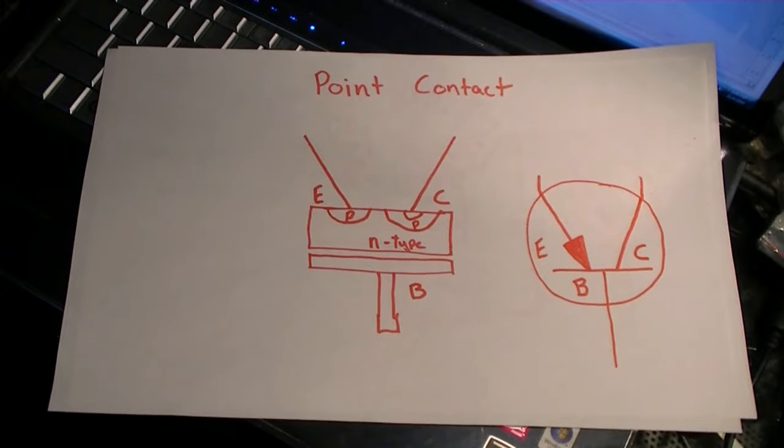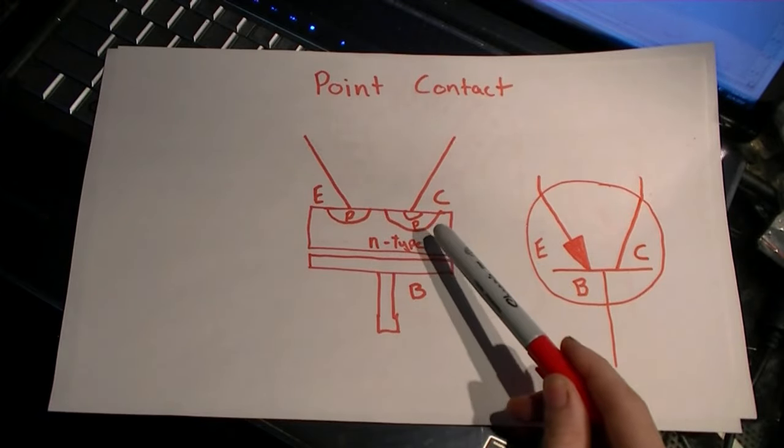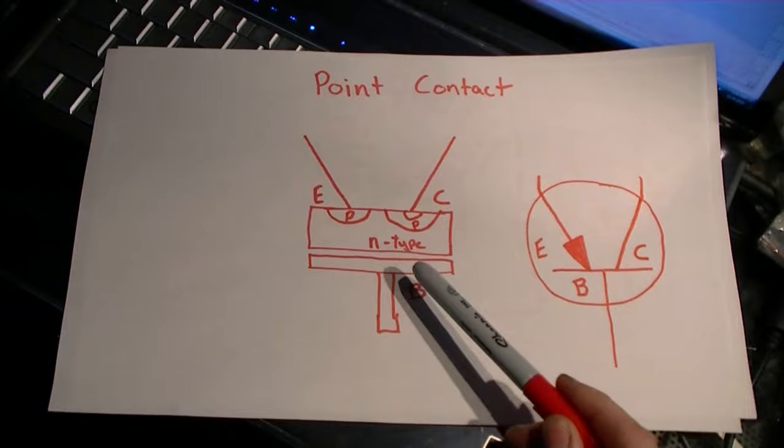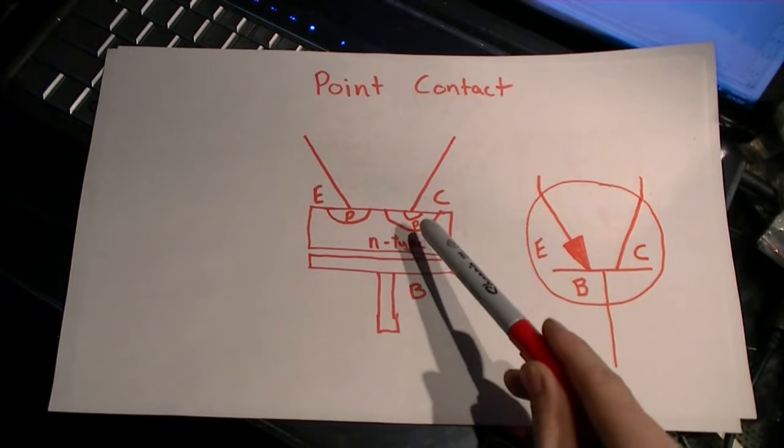Okay, that was a lot. I hope you're all with me. Let's get to the point contact transistor. We're going to start with an N-type piece of germanium and 2 point contacts.